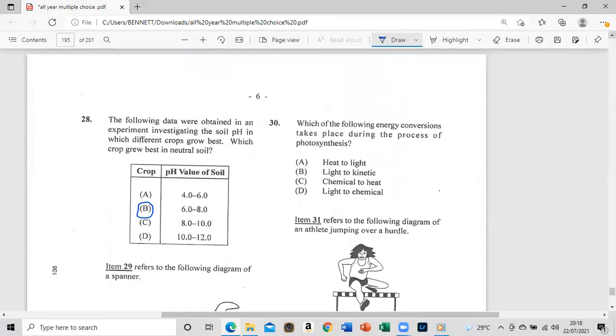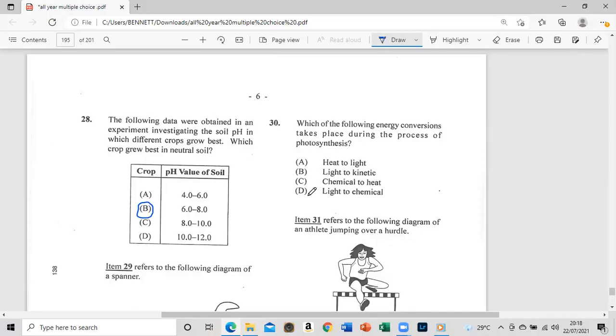Let's go. Which of the following energy conversions takes place during the process of photosynthesis? Is it heat to light, light to kinetic, or chemical to heat? No, sir. No heat. It's rather light to chemical. So 30 would be D.